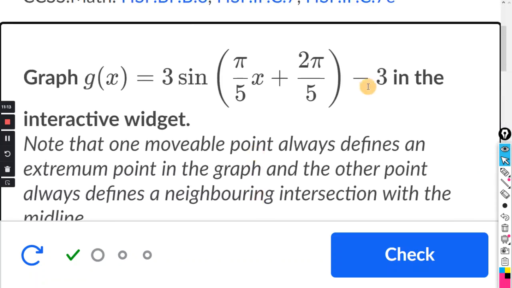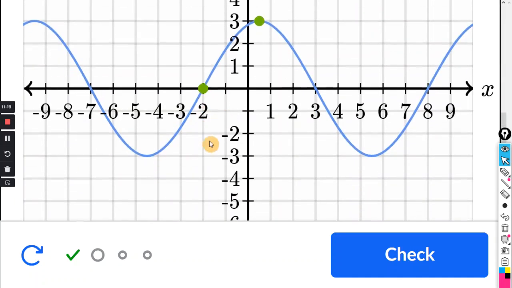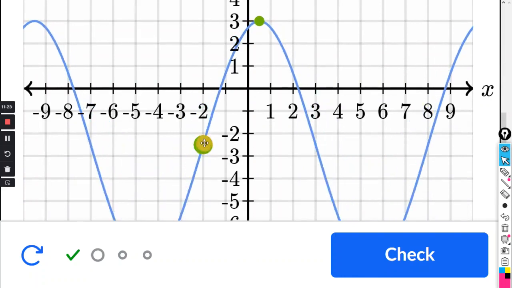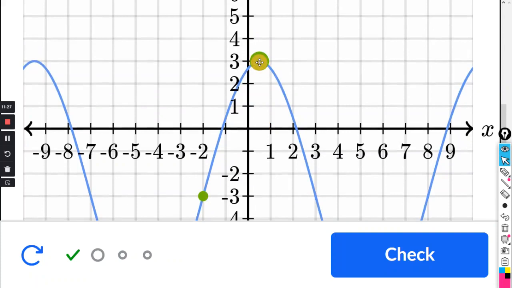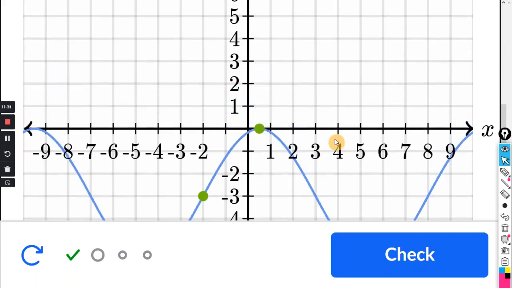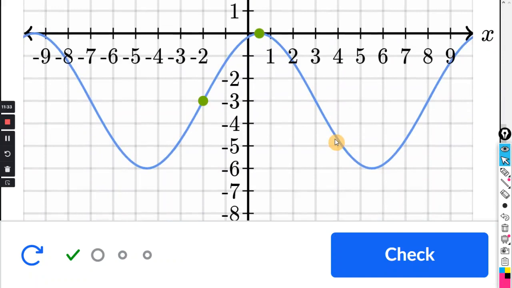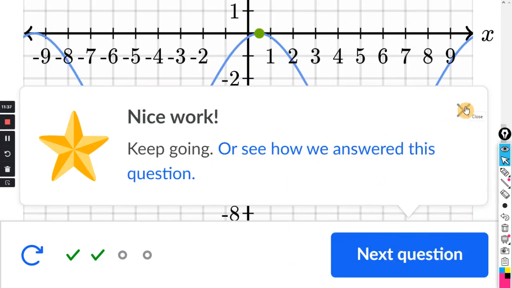The easy part now, the midline minus 3. We're going to subtract 3 from every point. All right, so this is at y equals 0, subtract 3. So just go down 3. And this is at y equals 3, subtract 3. Just go down 3. Okay, hopefully that's correct. All right, there you go.